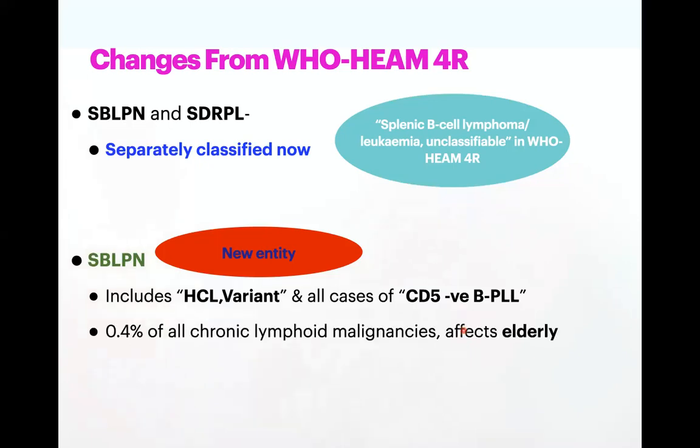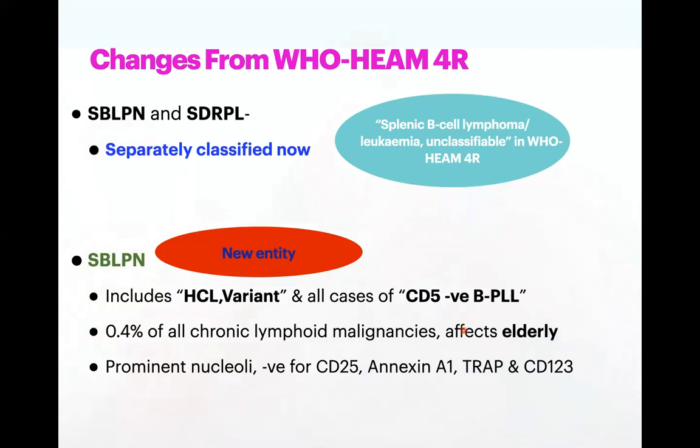It includes 0.4% of all chronic lymphoid malignancies, and it affects predominantly elderly patients and is characterized by prominent nucleoli. They are negative for the typical hairy cell markers, that is CD25, annexin A1, TRAP, and CD123. And clinically, they are more aggressive than hairy cell leukemia, and that was the reason for the separate classification for them.